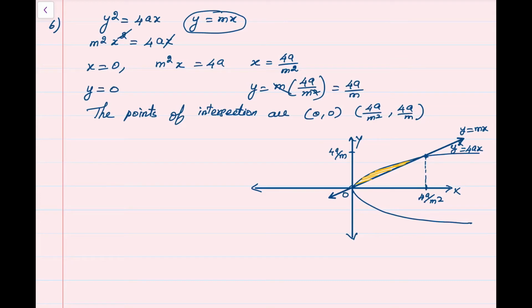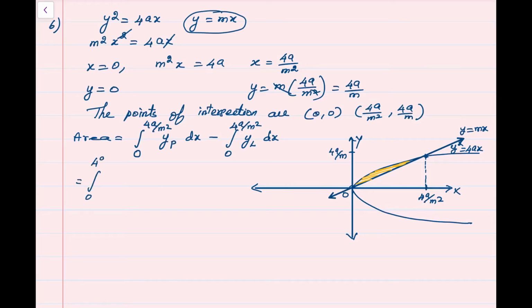The area is between two curves. We will do upper curve minus lower curve. With respect to the variable x, we will do integration. The limits for x are 0 to 4a by m square. Y of upper curve is the parabola minus integral 0 to 4a by m square y of line dx.